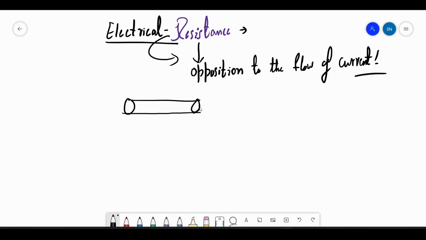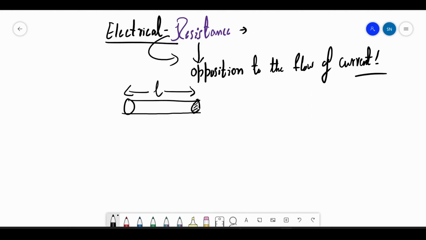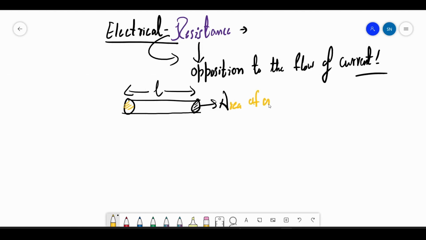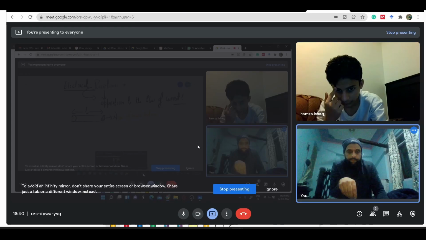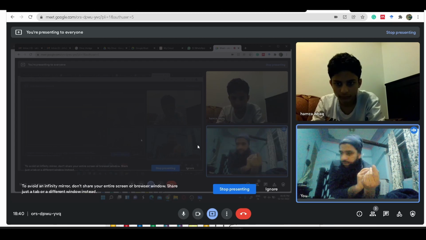Say for example, this is a wire, it has a length L, and has an area of cross section A. You know what is area of cross section? Area of cross section simply means how thick something is. See, this is a pen. This is the length of the pen. This is its area of cross section.